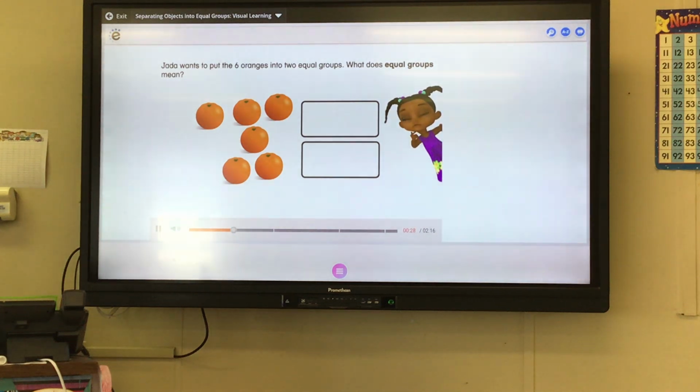What does equal groups mean? Say it again. Equal groups means that there are the same number in each group.